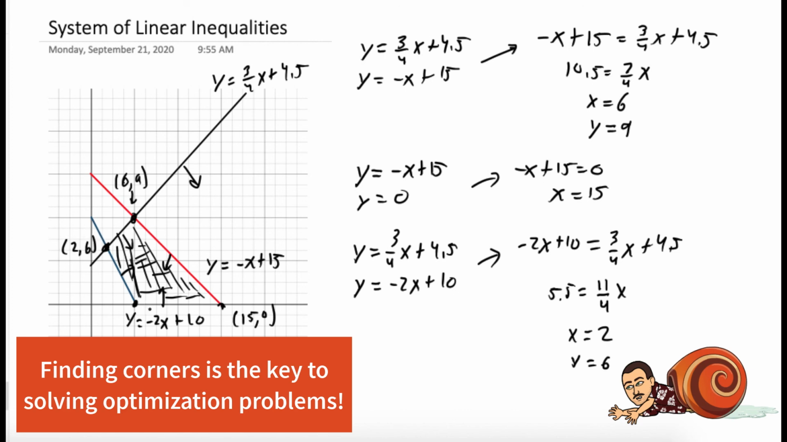And then the last corner is when the blue line, y equals minus 2x plus 10, intersects the horizontal line, y equals 0. So minus 2x plus 10 equals 0, x equals 5, y equals 0. That's the point 5, 0. So that's our region, those are our corners, and that's it.